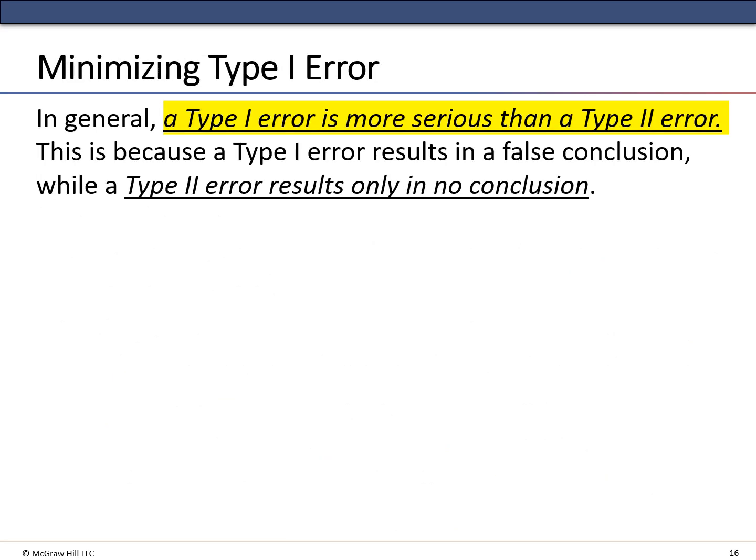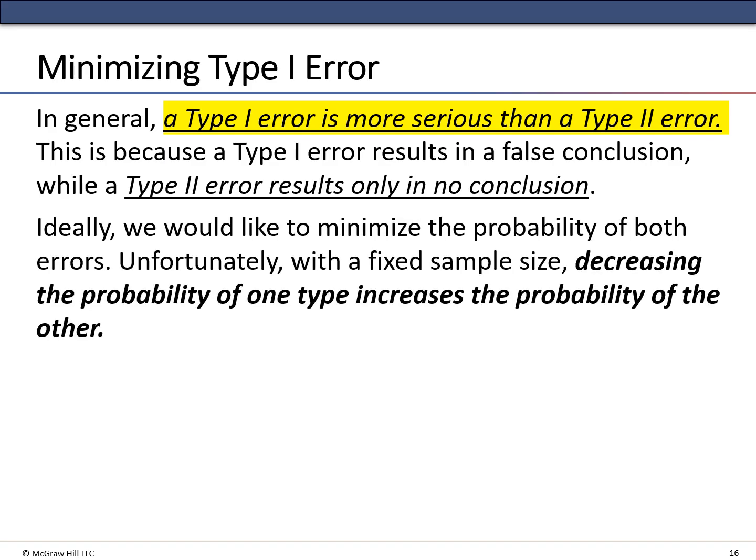In general, a type 1 error, when the null is true and we reject it, is more serious than a type 2 error. This is because a type 1 error results in a false conclusion. Remember, when the null is false and we fail to reject it, we say that we don't have enough evidence. But if the null is true and we reject it, we're saying the alternative is true. And so that's why this is more serious.